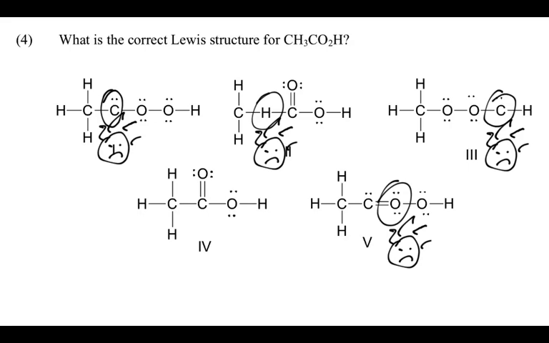Okay, so these are all bad structures. It leaves us with one good structure. Okay? And does anybody know? So that's the correct Lewis structure. Does anybody know the name of this molecule? It has a carboxylic acid, yes? So this is called acetic acid.